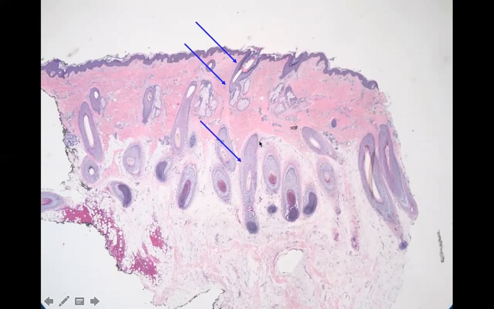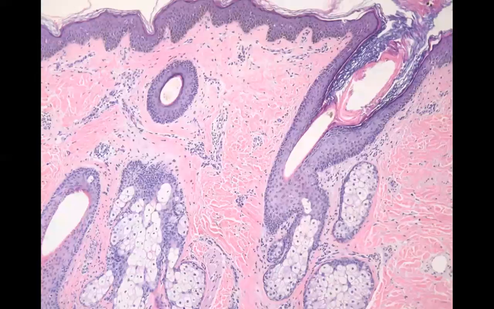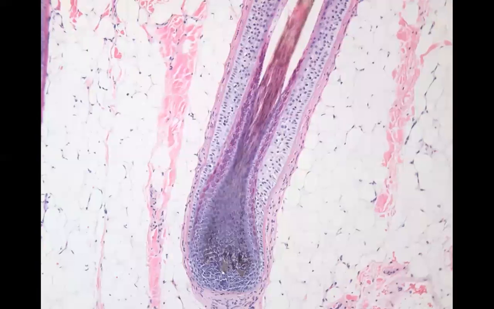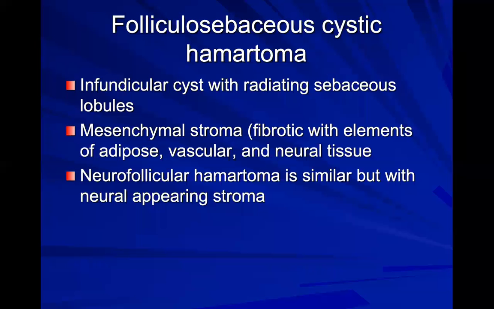Moving a little lower, you get to the tricholemmal portion, and now you're starting to get this very pale color filled with glycogen. And then you're in the matrical portion of the hair follicle, the very blue portion. Okay. Looking up close, this is the matrical portion, that was the infundibular portion. All right, so let's start with some definitions.